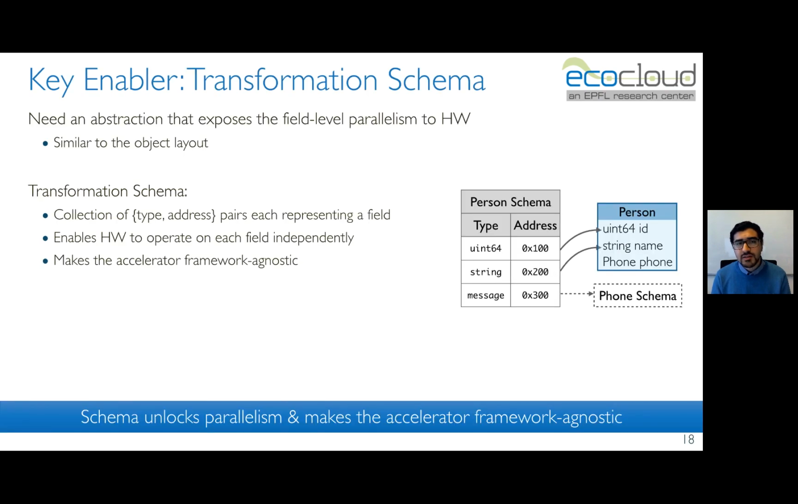Transformation schema is our key enabler. It is the abstraction we created to expose the field-level parallelism to hardware. It's based on the object layout and contains a collection of type-address pairs, each representing a field of the object, which enables hardware to operate on each field independently. It also makes the accelerator using it framework agnostic. The framework just needs to create this schema, for example, using the setter methods, and pass it to hardware.